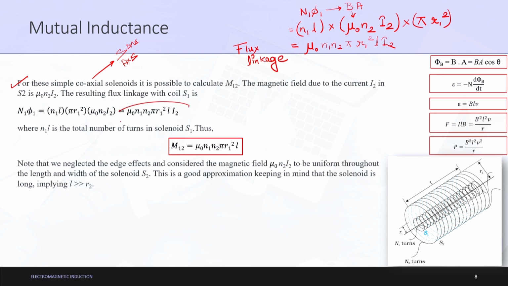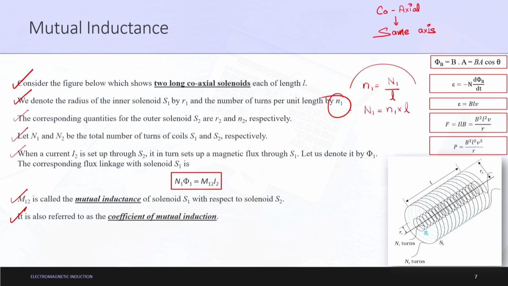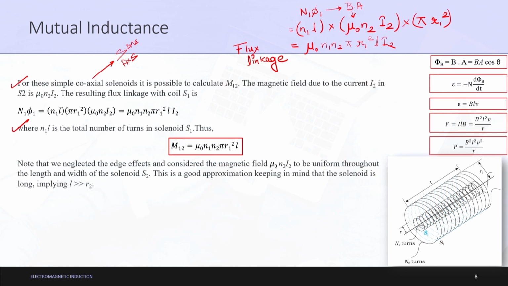So N1 phi 1 is equal to mu naught N1 N2 pi r1 square into L into I2, because it is a mutual inductance. In solenoid S1, where will the current be acting? The current will be acting in solenoid S2. Anything which is acting in S2 will be denoted by I2 here, where N1 L is the total number of turns in solenoid S1, as I wrote here also. Thus, M12 is equal to mu naught N1 N2 pi r1 square L.